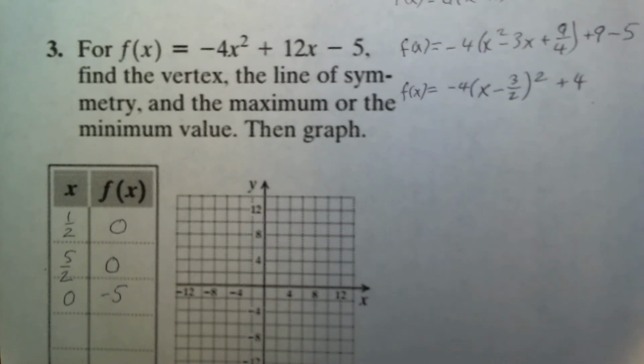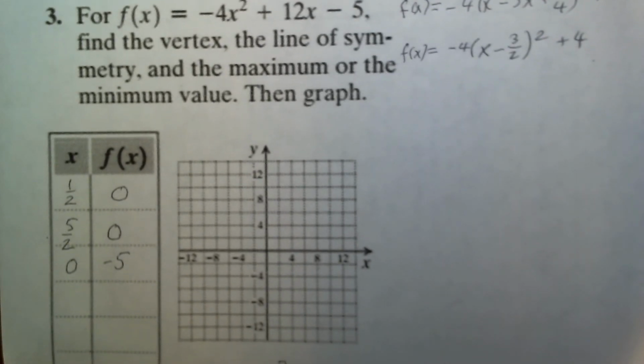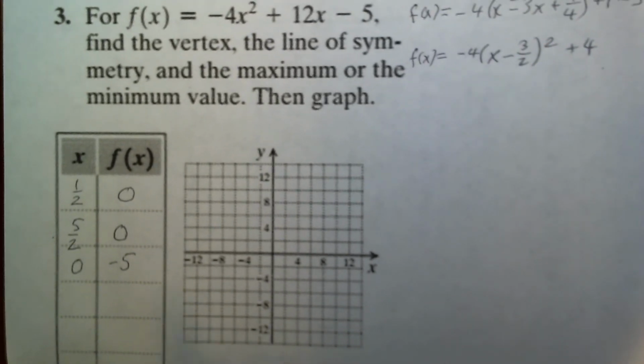We have some selected values for x to help us graph the function. So the x-intercepts are at 1/2, 0 and 5/2, 0. And for the y-intercept, when x equals 0, y equals -5. And then, of course, we have the vertex at 3/2, the maximum of 4. So these are the points that will help us graph the function. Plus, we know that the function values are symmetric about the line of symmetry. So we can use that fact also.